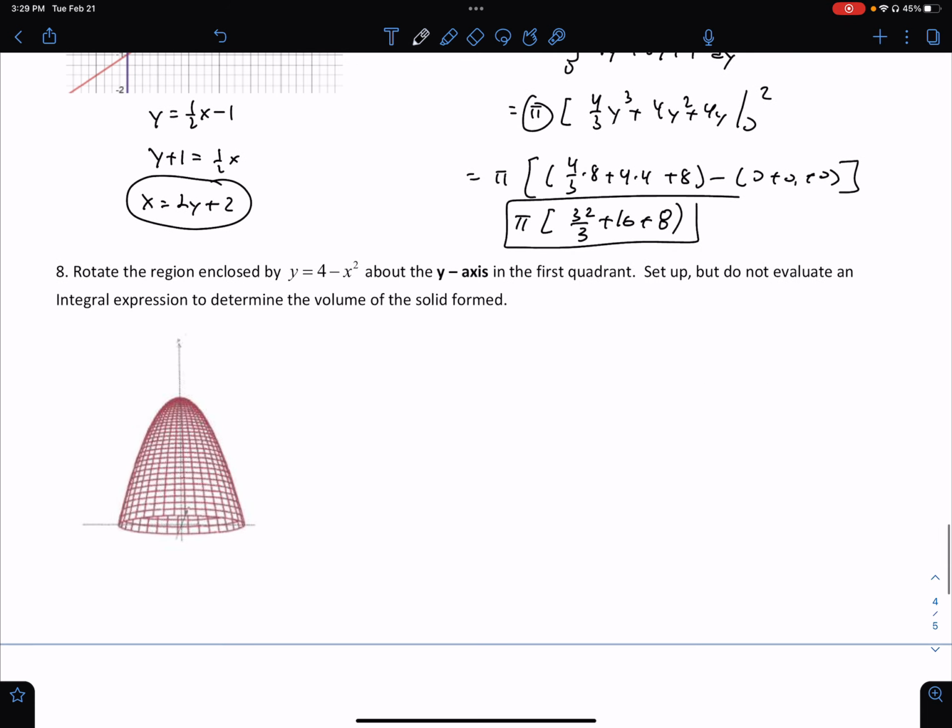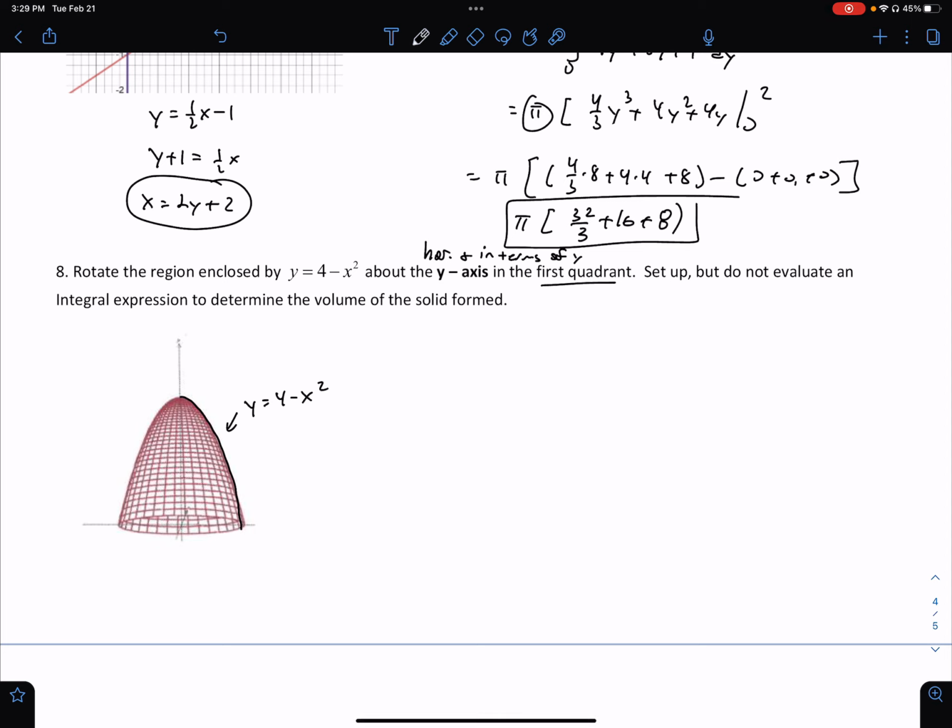All right, last one here. Oh no, revolve the region about this parabola, y equals 4 minus x squared. Now again, we're going to rotate about the y-axis, which means we have to be horizontal and in terms of y in the first quadrant. So here's the graph right here. There's the graph. There's our y equals 4 minus x squared right here.